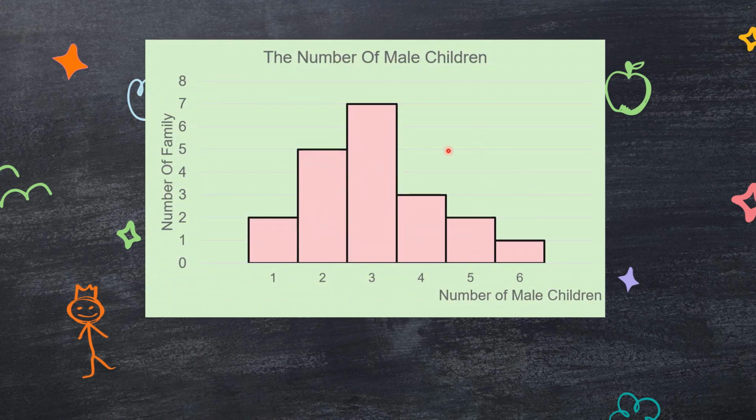This is a histogram about the number of male children. Classes are marked as the number of male children on the horizontal axis, whereas the frequencies are marked as the number of families on the vertical axis. The number of families that have a certain number of male children is shown by the bar of the histogram. For example, there are 7 families that have 3 male children.